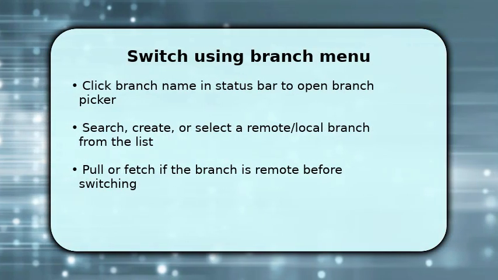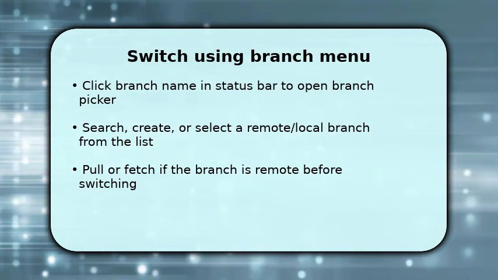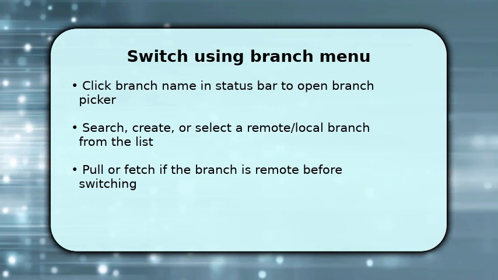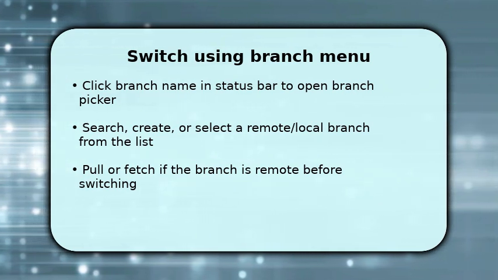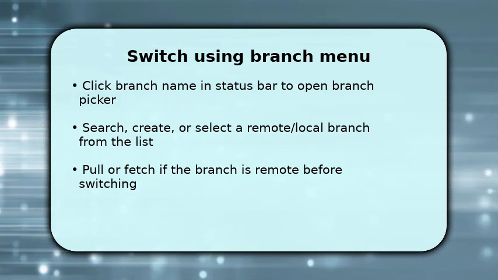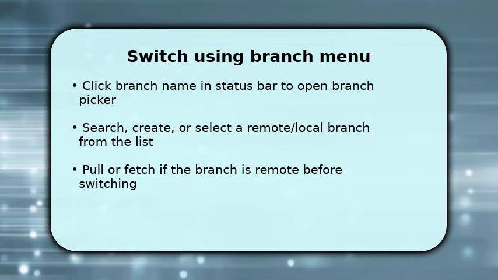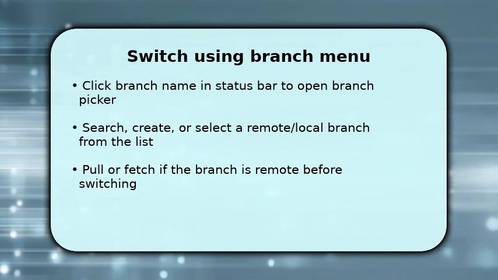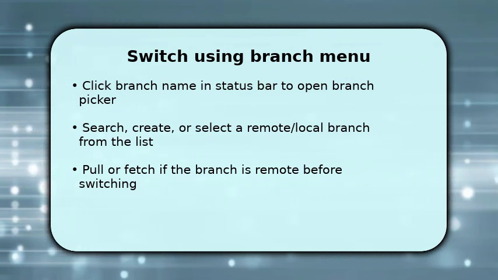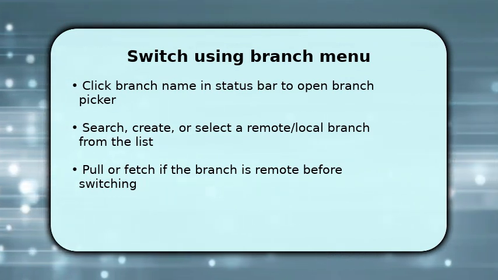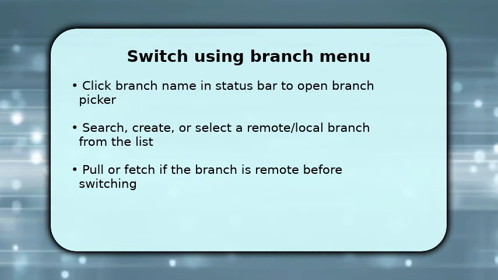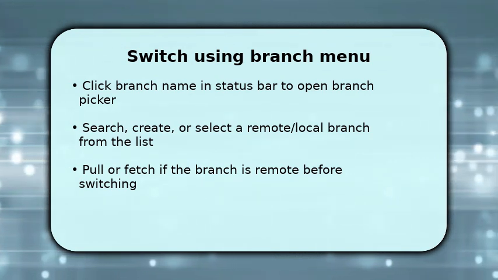Now switch branches using the branch picker. Click the current branch in the lower left status bar. A searchable list appears. Type to filter and choose an existing local branch or select remote branches under remote/origin to create a local tracking branch. If the branch exists only remotely, VS Code prompts to check out and create it locally. Make sure to pull or fetch first so you switch into an up-to-date branch and avoid working on stale code.